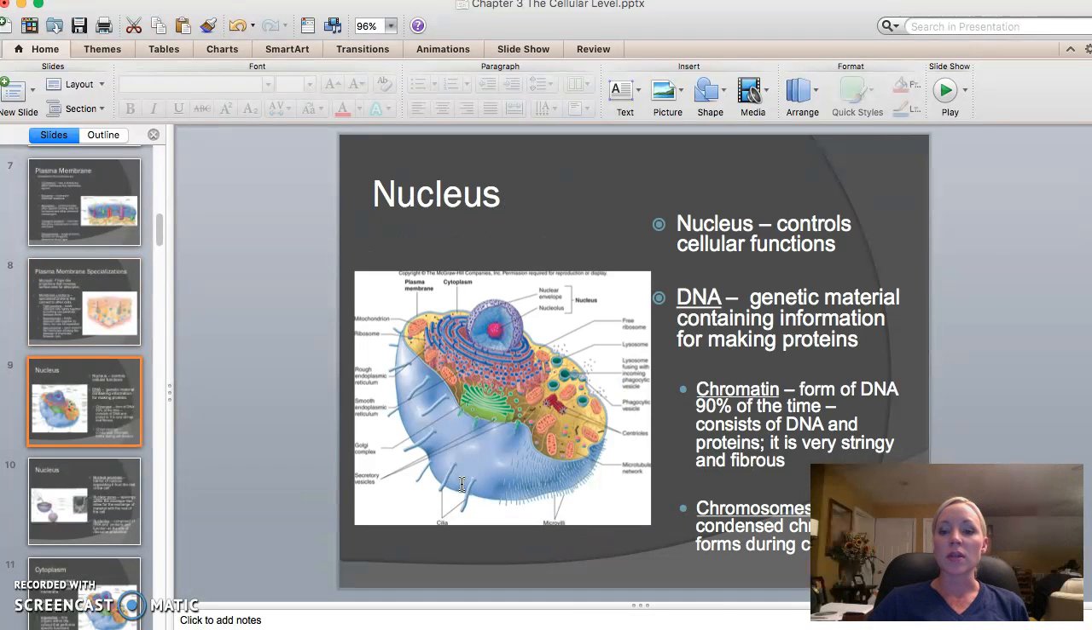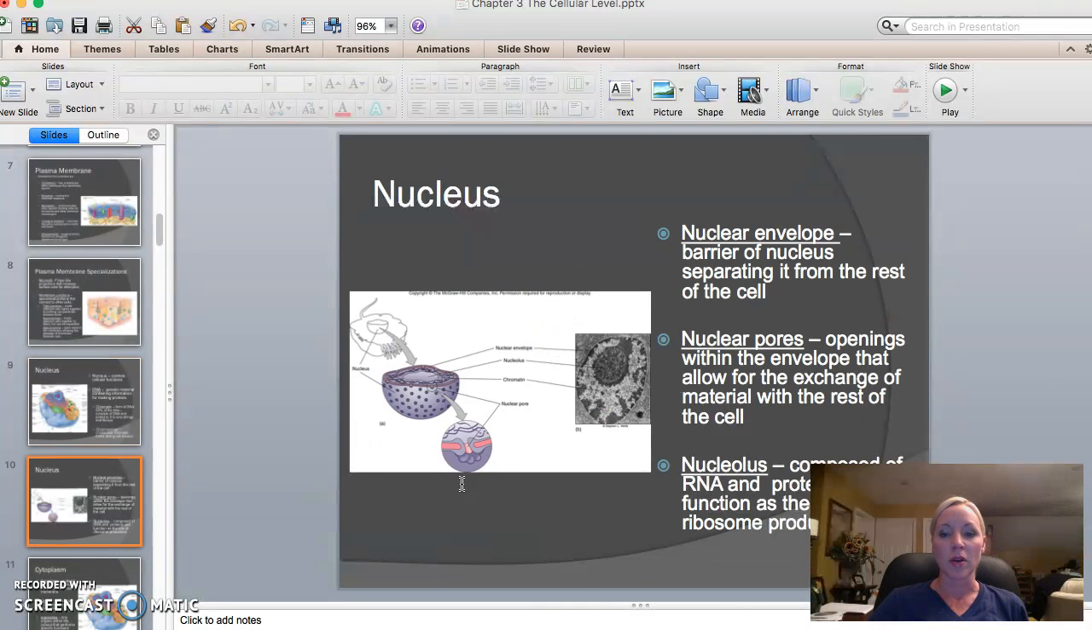So we move on to the nucleus. The nucleus is going to control our cellular functions. We have our DNA, genetic material containing information for making our proteins. So we've got to make our proteins. We have to have that information here from our nucleus.